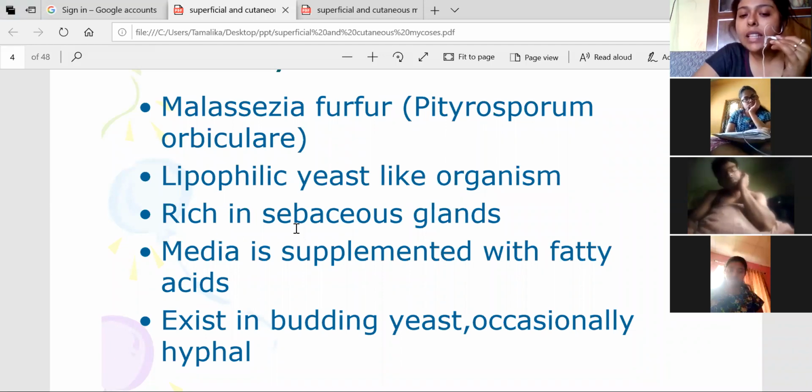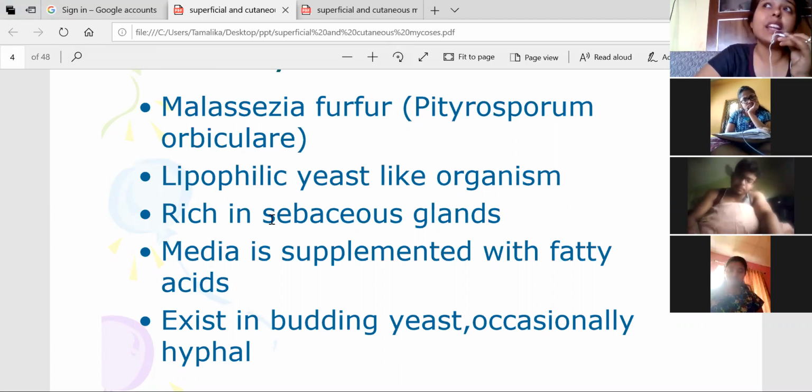Okay. And the plates, or the growth medium, if you supplement with fatty acid, you can grow Malassezia furfur. Malassezia furfur is also seen in the scalp. You can get to see this lipophilic yeast on the scalp as well. And if you see it under the microscope, it is a budding yeast. So it will bud, right? And occasionally it is hyphal. Sometimes you get to see the hyphae.